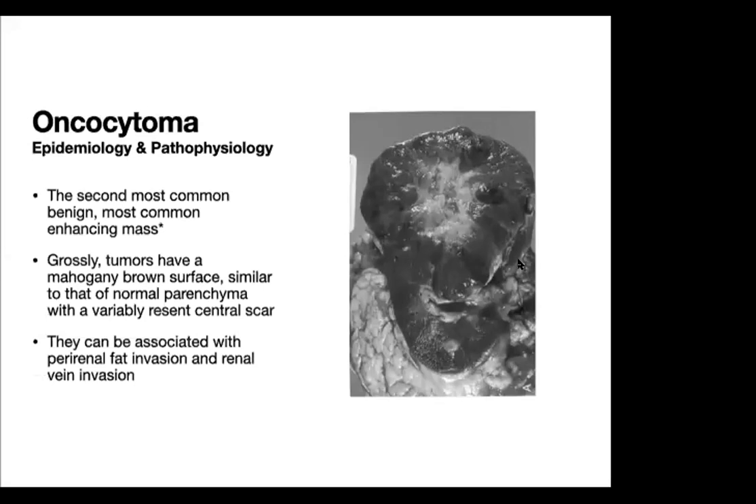The next benign renal tumor is the oncocytoma. It is the second most common benign tumor and it's the most common benign enhancing mass. It is 25% of renal masses smaller than 3 centimeters. Grossly, they have a mahogany brown surface similar to that of normal parenchyma with a variably present central scar. They can be associated with perirenal fat invasion and renal vein invasion.